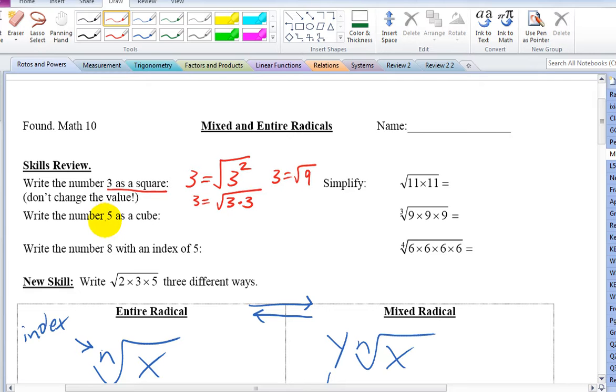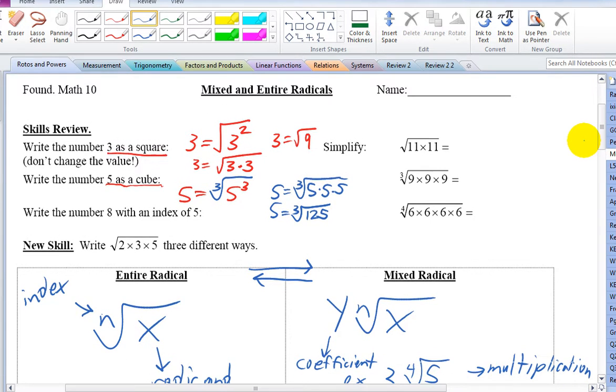Just like, write the number 5 as a cube. So 5 and 5 cubed, how would you get them to be equal? Use a cube root. Or you could say 5 equals cube root of 5 times 5 times 5. It's the same thing. Or 5 equals the cube root of 125. Okay, just playing with your numbers. That's all we're doing.